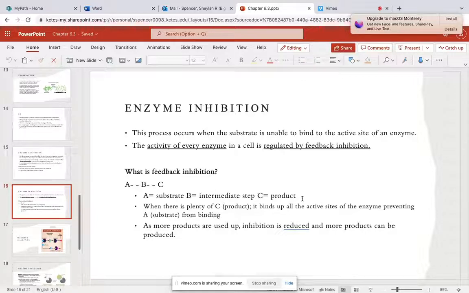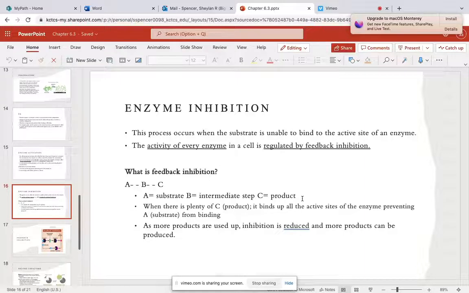This is our body's way to try to maintain homeostasis. Do you guys remember what homeostasis is? It's a characteristic of life, right? And it's also maintaining an internal environment, right? It's our body's way of trying to regulate things. So feedback inhibition is, when there's plenty of product, it binds up all the active sites of the enzyme, preventing the substrate from binding. So essentially, it's just slowing down the reaction. And it occurs due to the fact that the substrate's unable to bind the active site of an enzyme. So essentially, all the active sites are filled up of this enzyme, which is slowing down the substrate from binding.